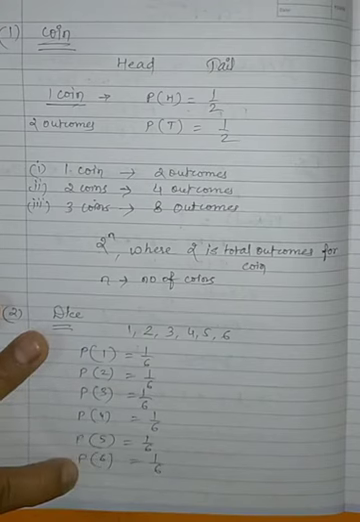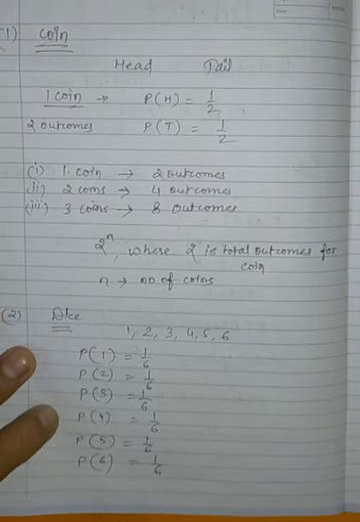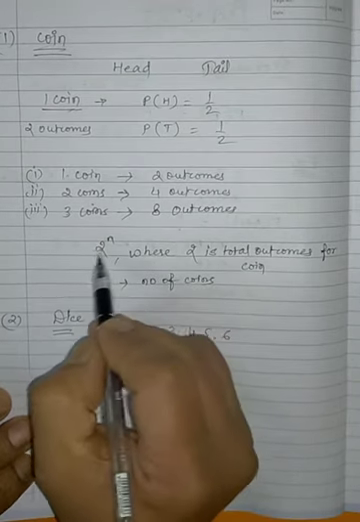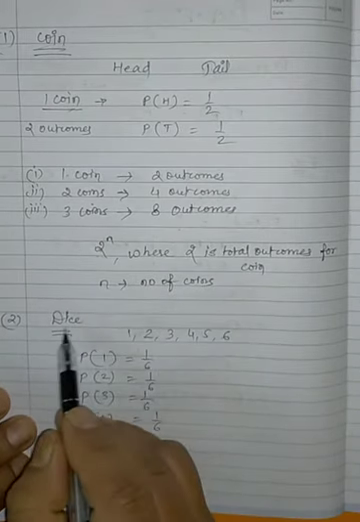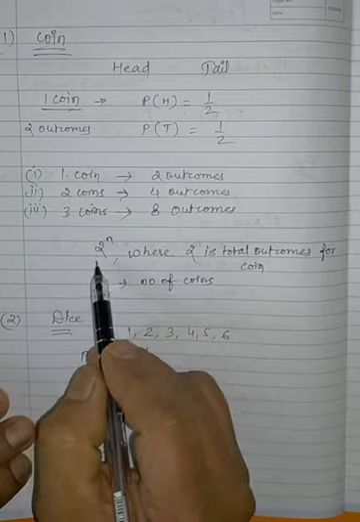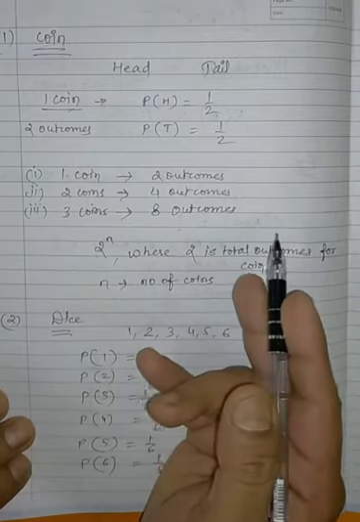Now if we are given 2 dice, then the number of outcomes will increase. So for that, again we will use this formula, but since this time in dice we are given 6 outcomes, then the formula becomes 6 raised to the power n.